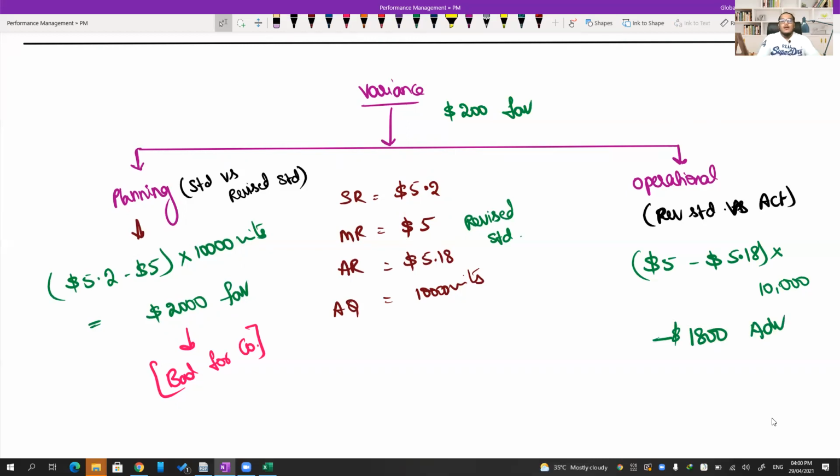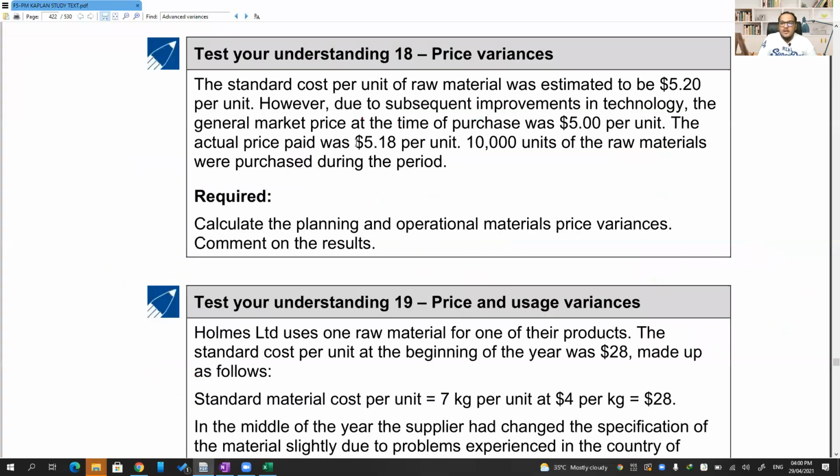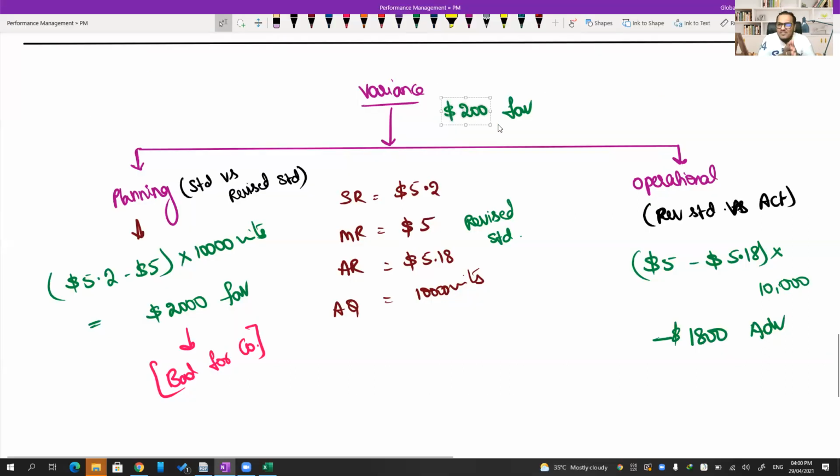Okay. But what happens? You will compare this 5.18 with the budget of 5.2. You will not compare with the actual market. Now what you will do, you will say that, sir, standard was 5.2. I spent it for 5.18. So I saved 0.2. So numerically speaking, it's a $200 saved, but actually it's not. It's $1,800 extra spent.